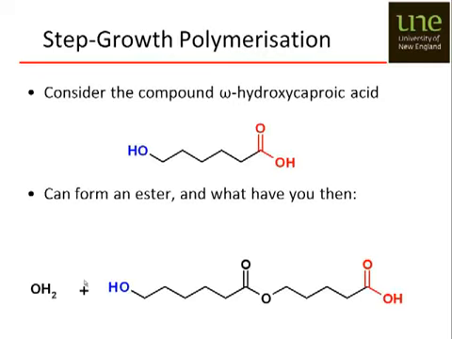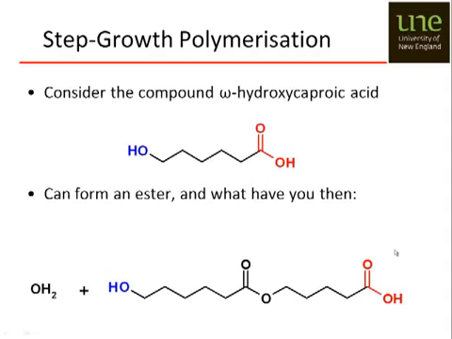So what is this thing called step growth polymerization? Let us consider, first of all, this compound here, omega hydroxycaproic acid. So we've got 7 carbons and a hydroxy group at one end, and a carboxylic acid at the other. And obviously those two functional groups can react with each other if we have multiple molecules like this sitting around. So we get an ester like this.